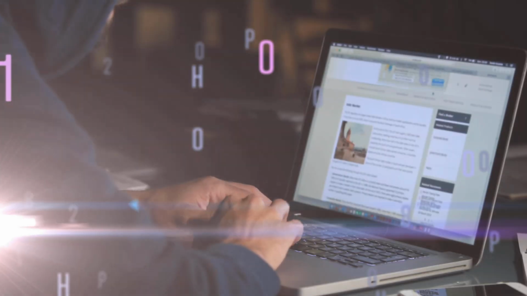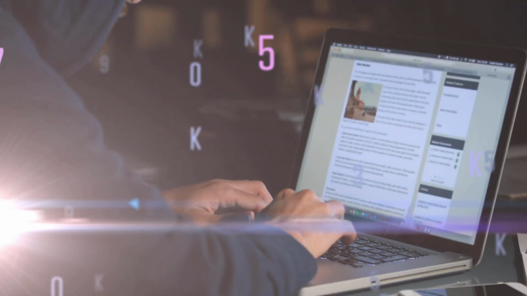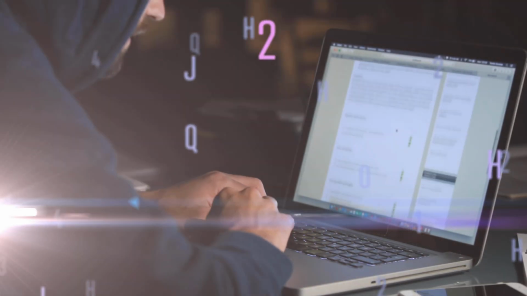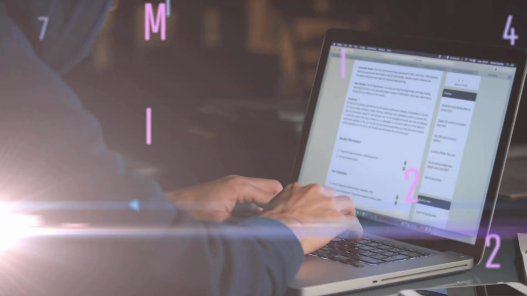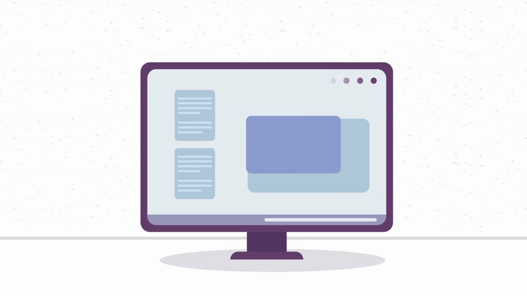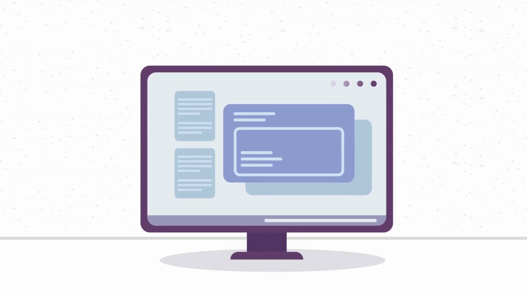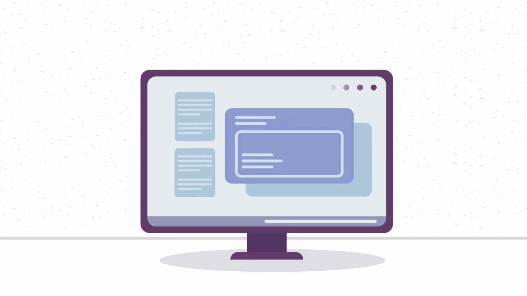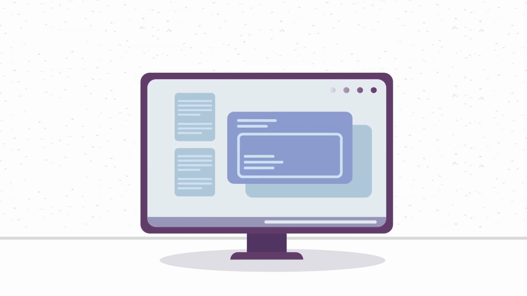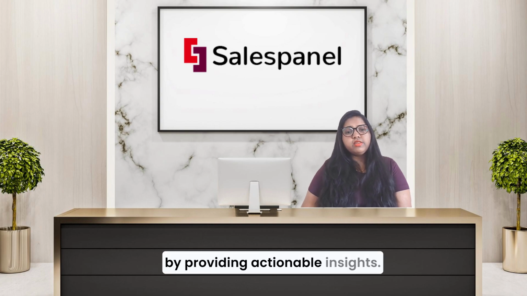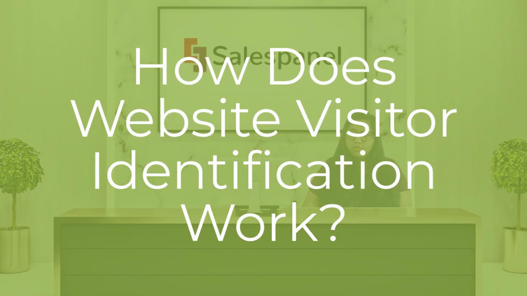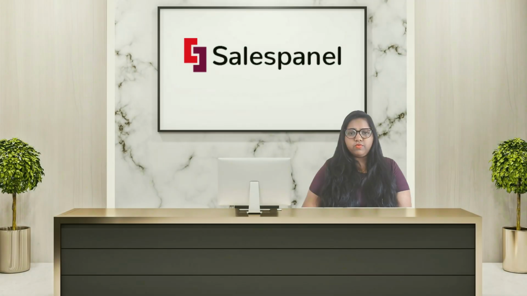Website visitor identification software is designed to identify B2B visitors landing on your website. These tools rely on B2B databases, IP tracking, and other digital footprints to pinpoint accounts and decision makers from visiting companies. Unlike traditional analytics tools that focus on aggregated data, identification software helps you get more leads into your pipeline by providing actionable insights.